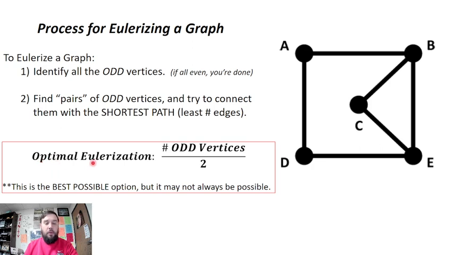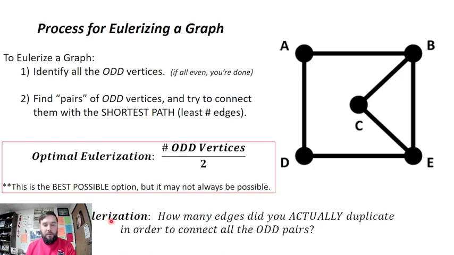The optimal Eulerization is equal to the number of odd vertices divided by 2. This is the best possible option, but it may not always be possible. So if I only have 2 odd vertices, then the optimal Eulerization would be 2 divided by 2, or just duplicating one edge. Sometimes that is possible, sometimes that is not. You want to try to get the most optimal, but note sometimes you're not able to. And we'll see some in examples later on.